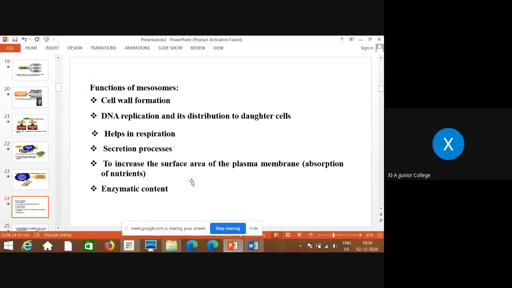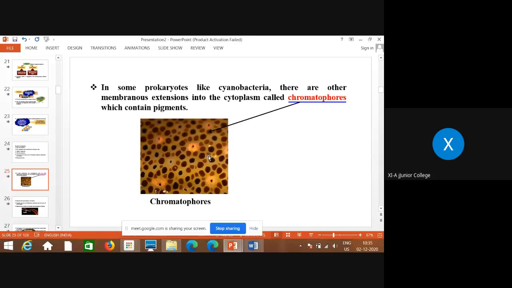Now, coming to the functions of mesosomes, which we were talking about, the extensions of the cell membrane. What is the function? That is cell wall formation, then DNA replication and its distribution to daughter cells, helping in respiration, secretion of many substances, increasing the surface area of the plasma membrane in case of absorption, and enzymatic content. Right now you just remember these functions because these are nothing but extensions of the plasma membrane carrying different functions. As and when it comes up, we will discuss again.